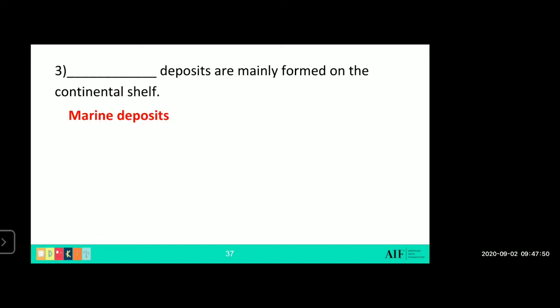Teacher, marine deposit. Marine deposit, formed on the continental shelf. So marine deposits are formed on the continental shelf.